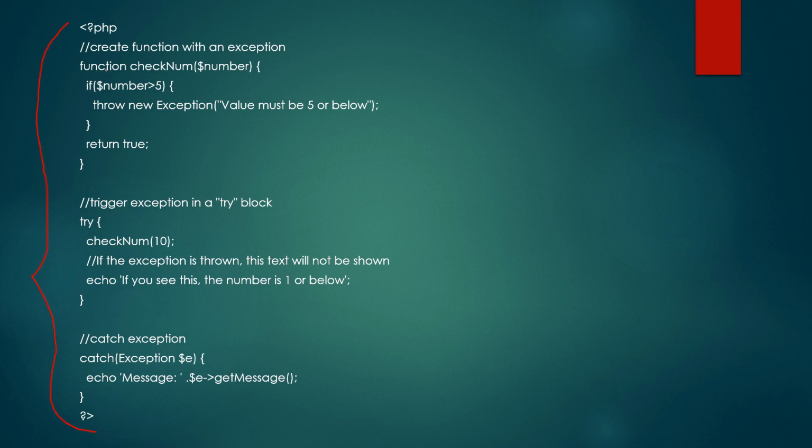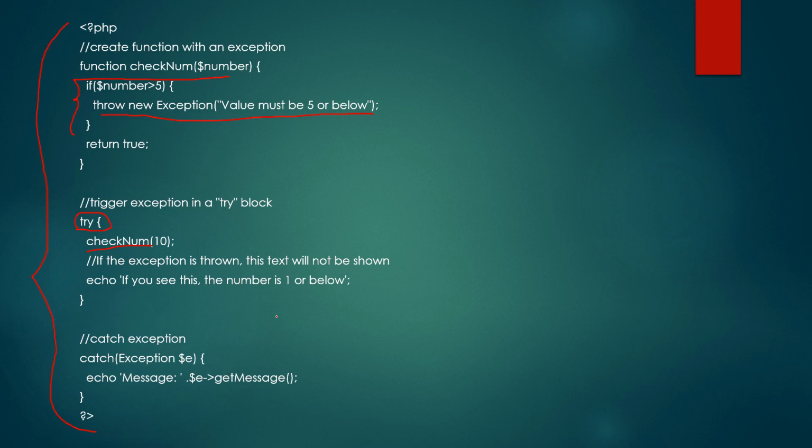So let's see. We have a function check num, and I'm checking whether my number is greater than 5 or not. If the number is greater than 5, I'm throwing this exception that the value must be 5 or below. This we know, but here I have made some changes. I have called this function inside a try block. As I said, the condition that might lead to an exception should be put inside the try block. This function consists of this condition, so that's why I have put this inside the try block.